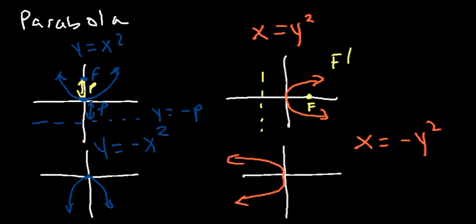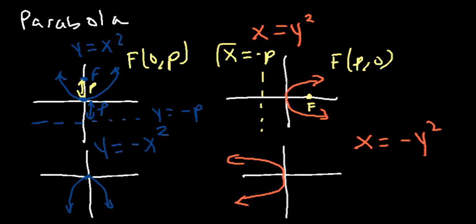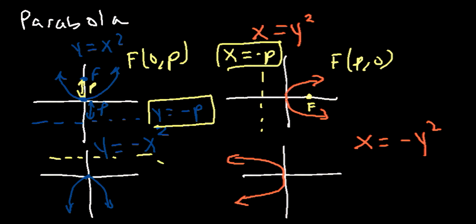In this case, the coordinates of the focus is p comma 0. But for this example it's 0 comma p, because you went p units up. Here you went p units to the right. For this one, the directrix is x is equal to negative p rather than y. And over here, it's y is equal to positive p. And since the focus is below the origin, the coordinates is 0, negative p.